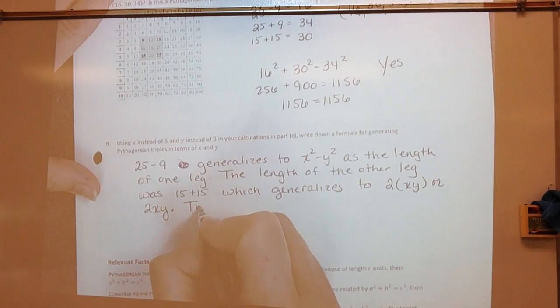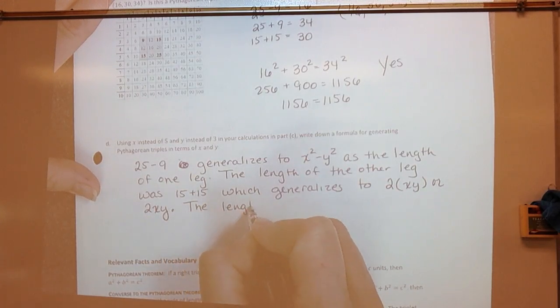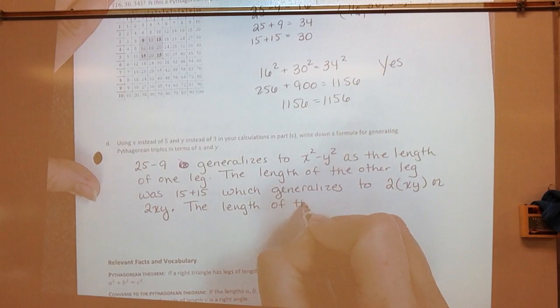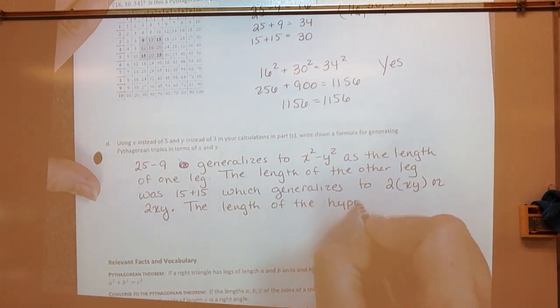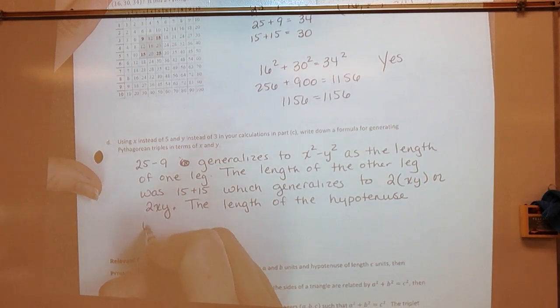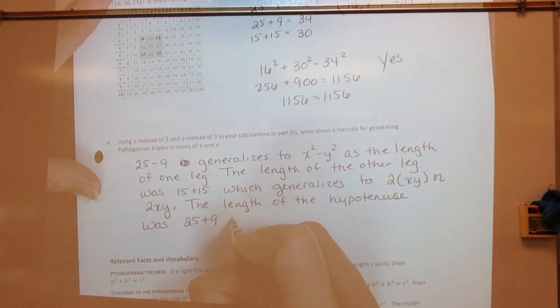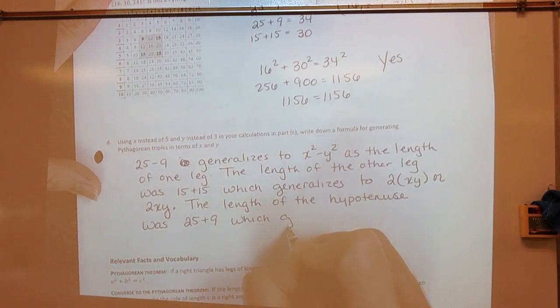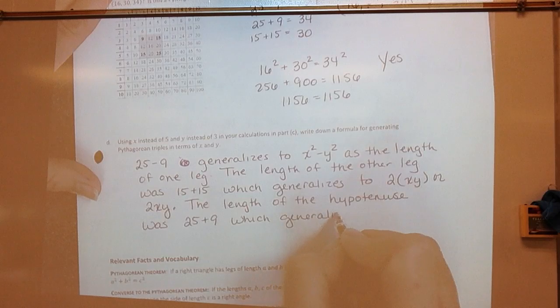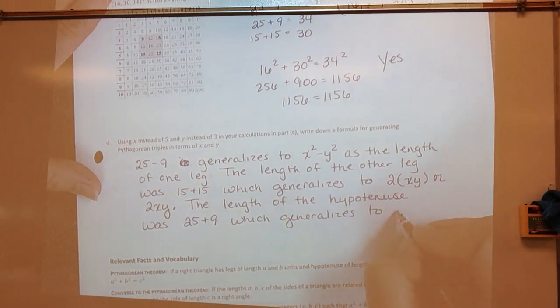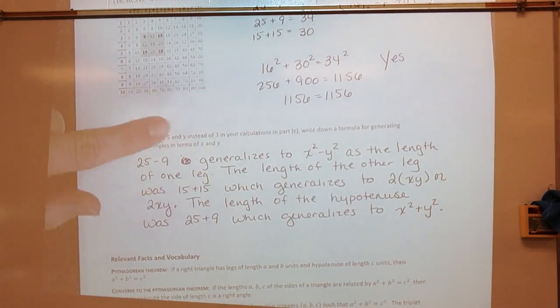The hypotenuse was 25 plus 9, which generalizes to x squared plus y squared. Because 25 is 5 squared, 9 is 3 squared.